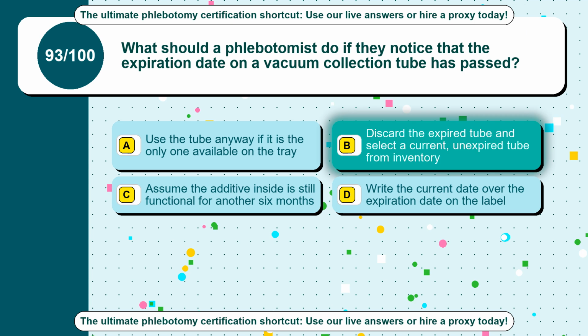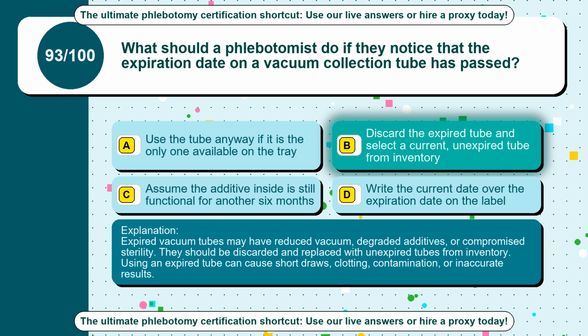The correct answer is option B. Discard the expired tube and select a current, unexpired tube from inventory. Expired vacuum tubes may have reduced vacuum, degraded additives, or compromised sterility. They should be discarded and replaced with unexpired tubes from inventory. Using an expired tube can cause short draws, clotting, contamination, or inaccurate results.